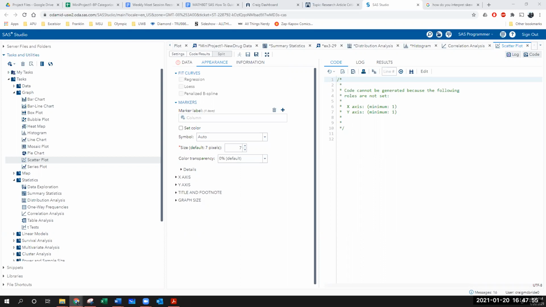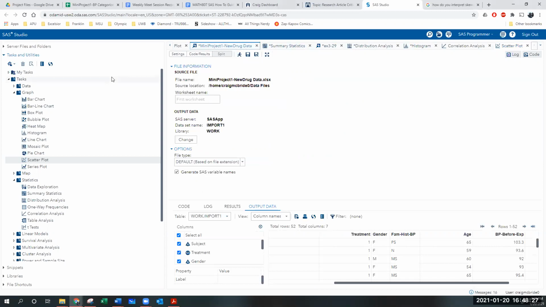Yeah, on the mini project, I'm having problems with the category variables. Oh, sorry, you got muted. I'm having problems on the mini project with the category variables. Ah, okay. How so? Like you don't know how to run the frequencies? It's not letting me run the frequencies. Okay. So where is my data? It is import one. Okay, if we do table analysis, right? Under statistics, I think it's table analysis.